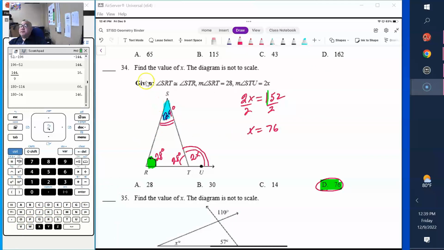Find the value of X. The diagram is not drawn to scale. Angle SRT is congruent to STR, which is 28, both are 28. And we know that the measurement of angle STU is 2x. So this is 28, this is 28, this is 124. How did I get 124? The sum of the angles in a triangle is equal to 180.